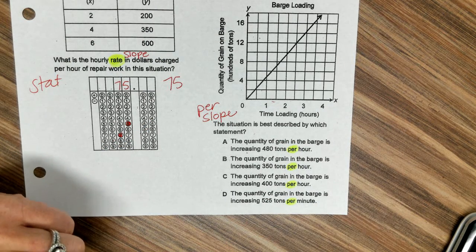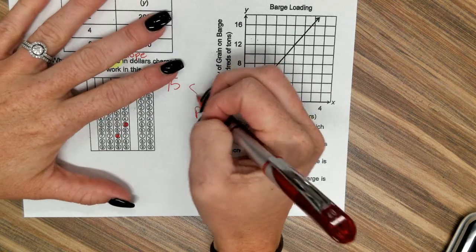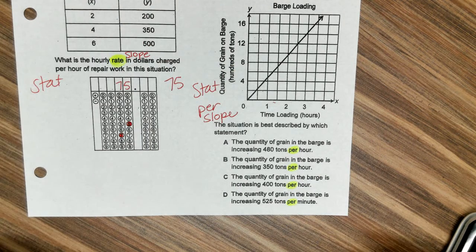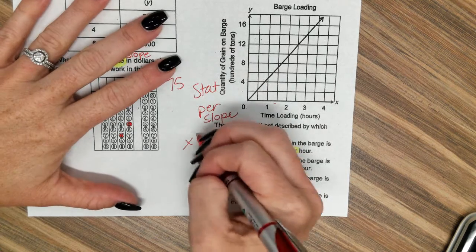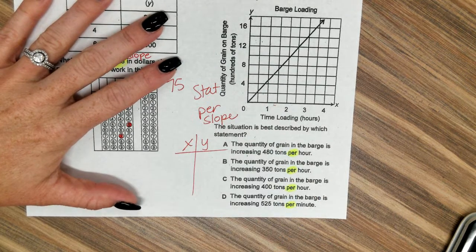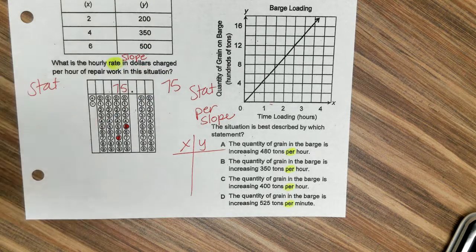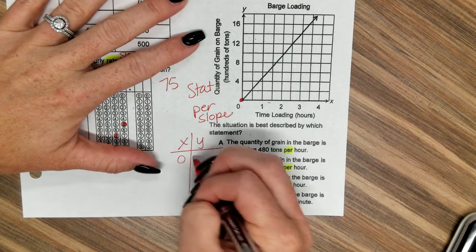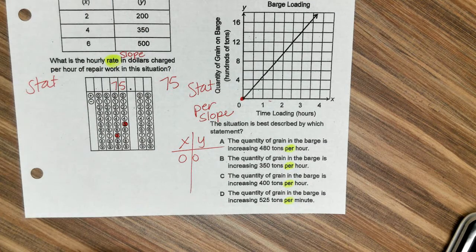I can do rise over run, or I can use stat. Which one's the safest way to do it? Stat. But to use stat, I have to make a table. I need 2 dots. Here's one at 0, 0, right? All right, that's my favorite. If it passes through 0, 0, you can always use it, but it has to pass through there.